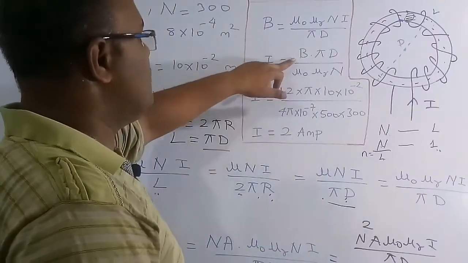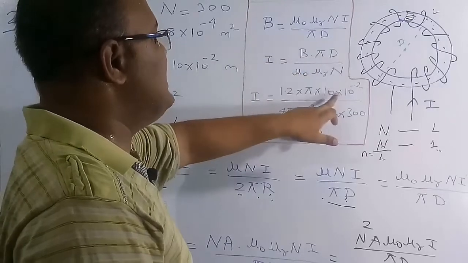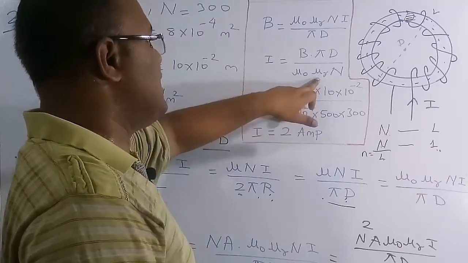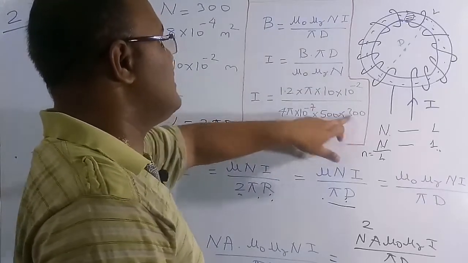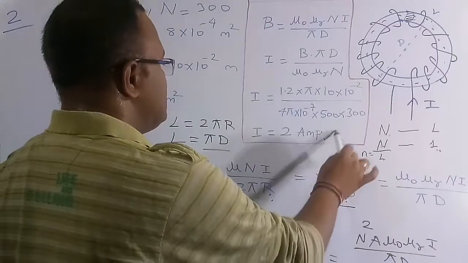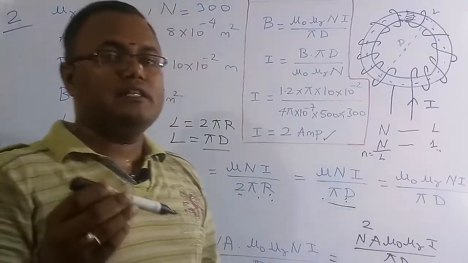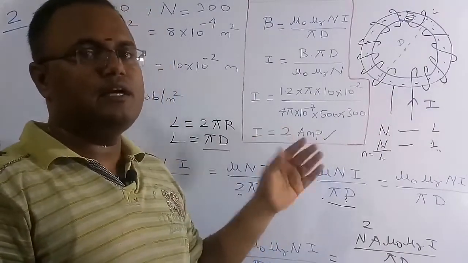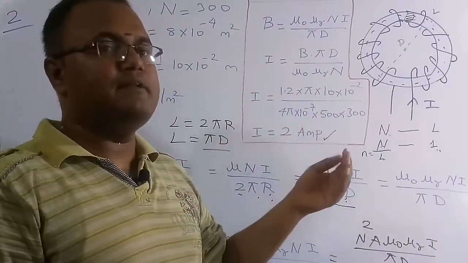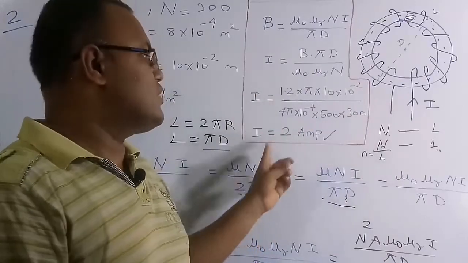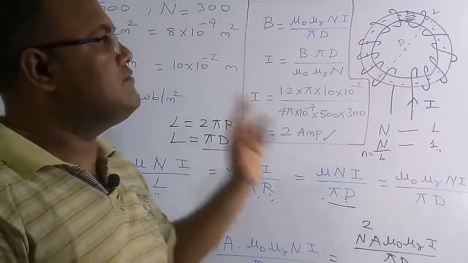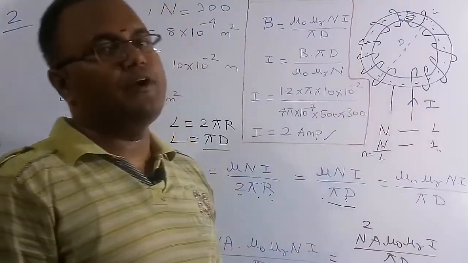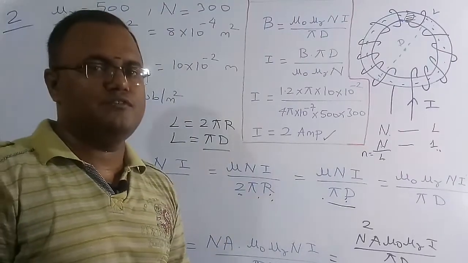The B value we know, which is 1.2, and pi into D value we know, which is 10 centimeter, means 10 into 10 to the power of minus 2, and mu naught is 4 pi into 10 to the power of minus 7, mu r is equal to 500 and N is equal to 300. If you solve this, we get 2 amperes. So if they ask for the amount of current passing in this coil, the answer will be 2 amperes. In this question they have not asked, but in future examinations they may ask for the current I, so I did this one. Therefore from this data the current I is equal to 2 ampere and the inductance of this coil is equal to 0.144 Henry, which is the correct solution of this question.